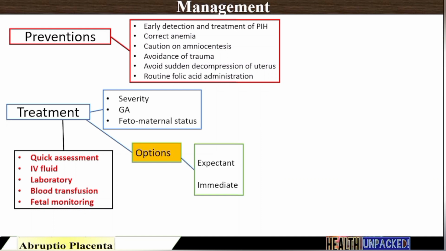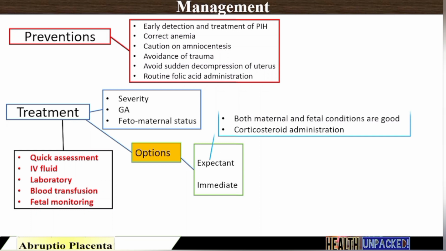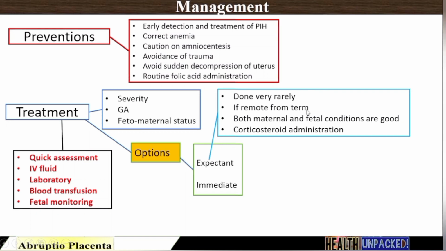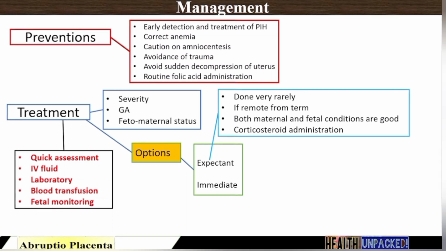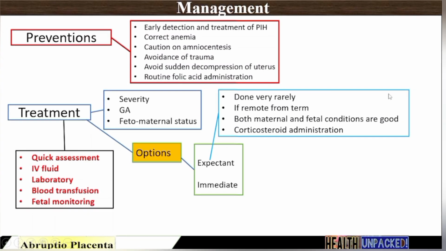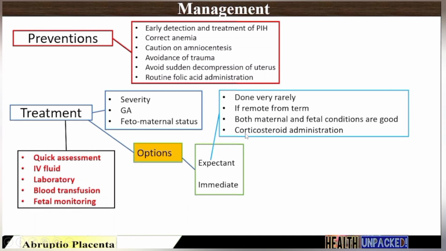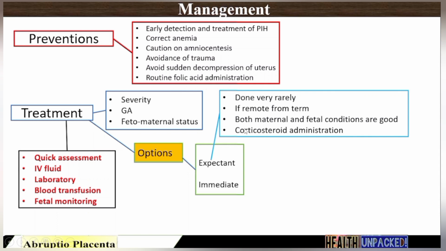So the treatment has two options. These are expectant or immediate. Expectant management is usually not done, it's rarely done. It is done if remote from term, usually if gestational age is less than 34 weeks. In this case, both maternal and neonatal conditions should be very good. And this is usually done for administration of corticosteroid for fetal lung maturity.